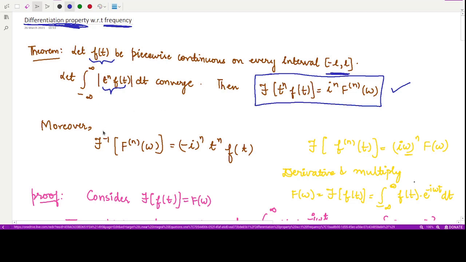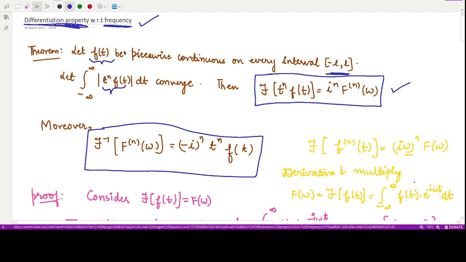Or basically you can say this is the more precise result describing this property, the differentiation property with respect to frequency. How? Because when you take the inverse Fourier transform of the derivative of the function, you obtain minus iota raised to power n t to the power n f of t.